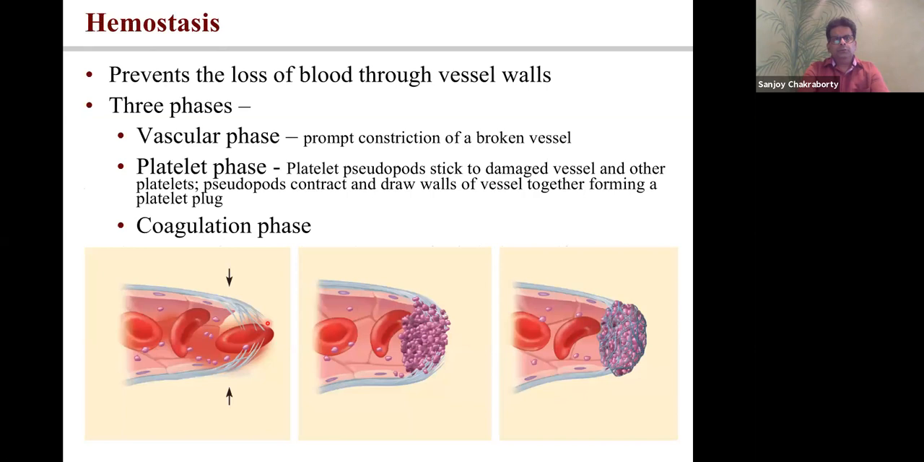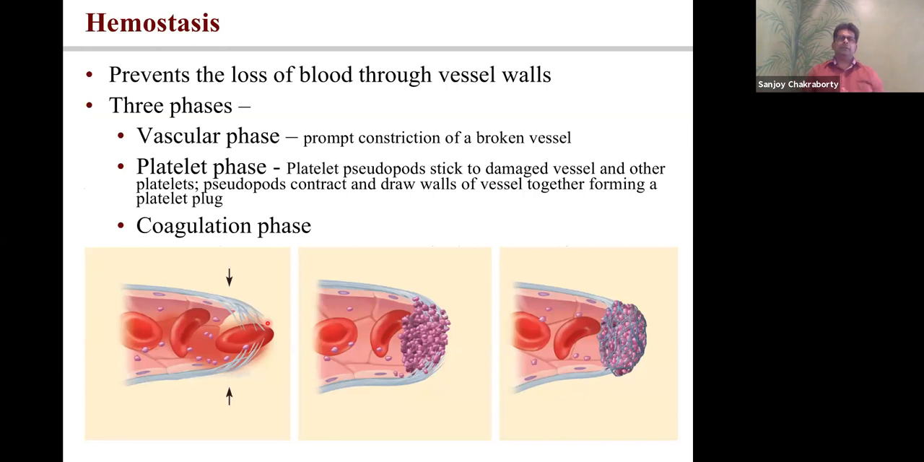Then the final two things. One is hemostasis, the blood clotting. The other one will be the blood typing. Blood clotting is a very important factor. I already explained why, because we do not want to lose the blood. It has three phases. It's like your blood is like a garden hose, flowing through a pipeline.